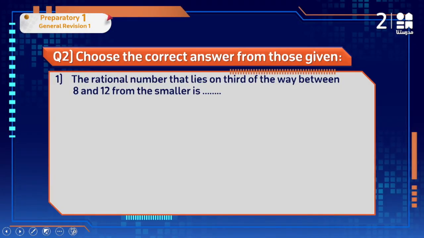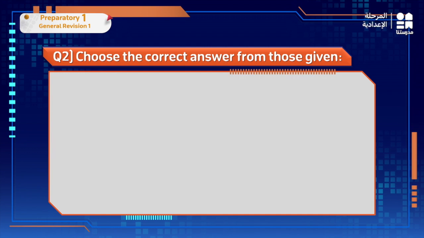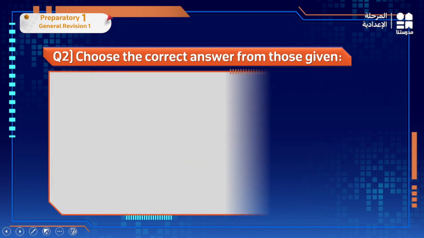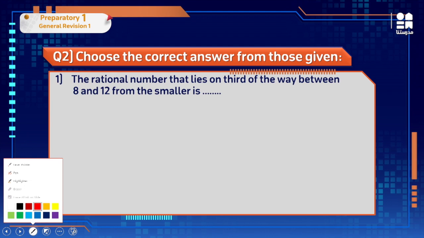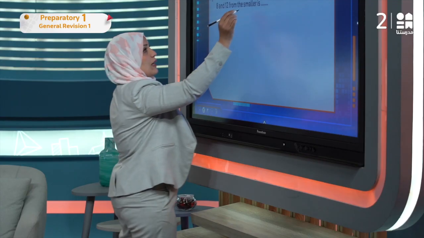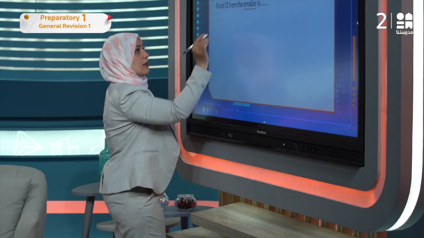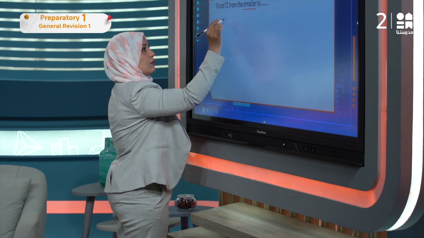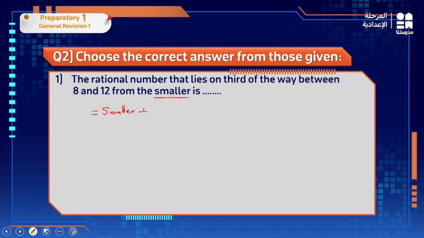Number 1, the rational number that lies a third of the way between 8 and 12 from the smaller is. Here we have the smaller number. We have a rule, so let's write it. Equals what? We have to write the smaller number plus 1/3 times the distance.